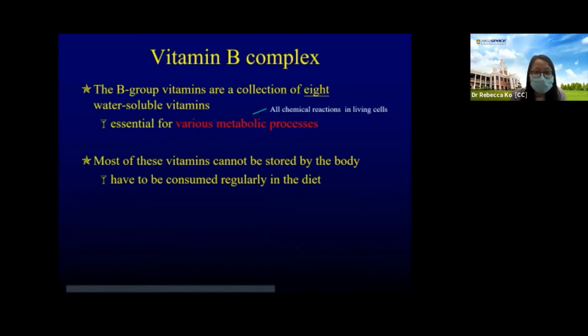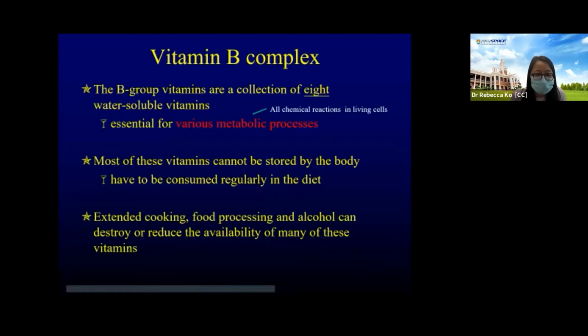Most of these vitamin B's cannot be stored by our body because they are water soluble, and easy to get rid of. So that's why we have to consume them regularly in our diet. But the problem is, they're water soluble. So extended cooking, food processing, or alcohol can reduce the availability of these vitamins. And when we wash our food, maybe some of the vitamins are washed away.